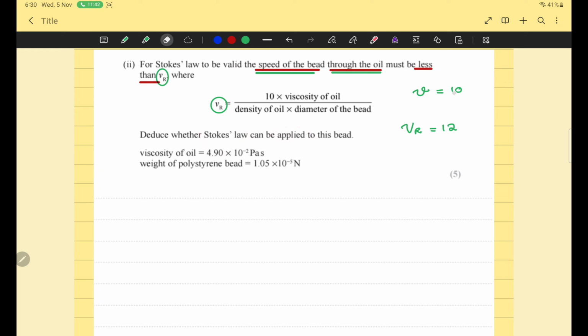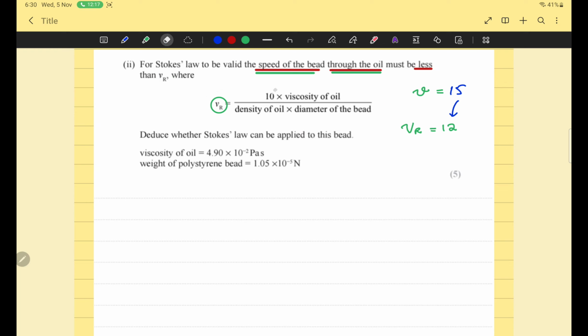And if my calculated velocity is greater than VR, VR is just a number. It is not any fixed specific physical quantity, nothing. We will calculate this number, and then we will calculate terminal velocity. If the speed of the bead is less than VR, then Stokes law is valid. If it is greater than VR, then Stokes law is not valid. So this VR is nothing except a number.